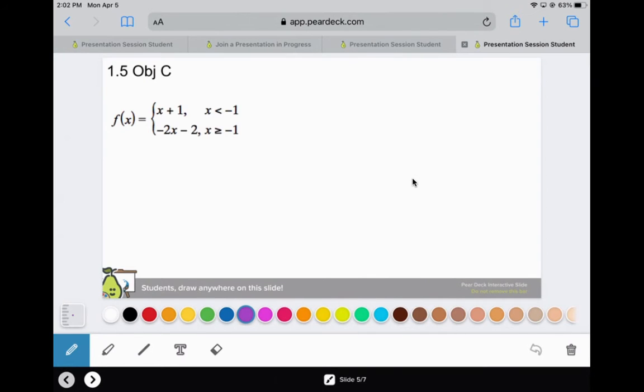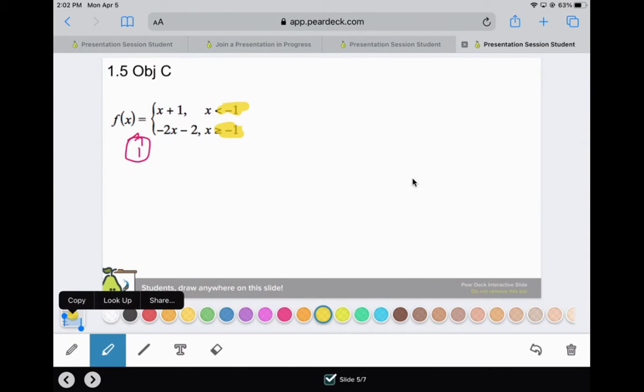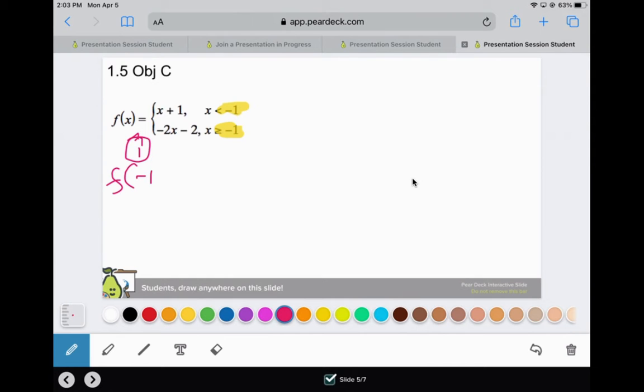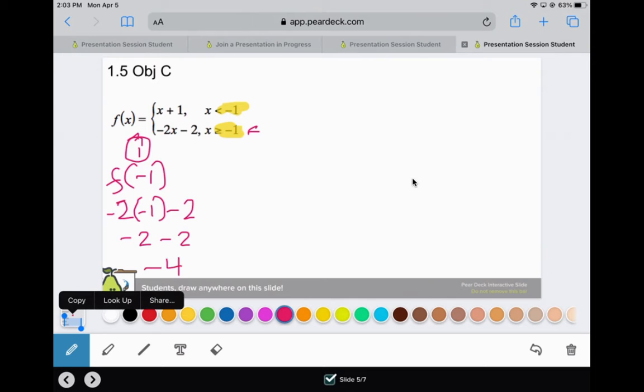All right, for this one, let's take a look. Step 1, I'm going to test it out to see if f of -1 is defined or not. So f of -1, because the -1 has to equal here, so I'm going to plug into the second equation. So -2 times -1 minus 2. So this would be -2 minus 2. This is -4. So yes, pass. We can find the values, pass. So step 1, done.